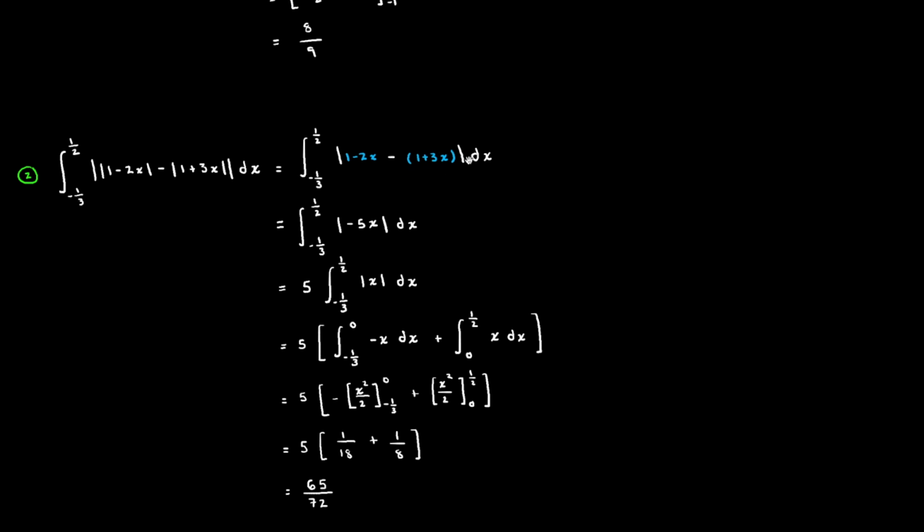Just make sure you put brackets around it because the minus sign has to distribute. And don't forget the absolute value on the outside. We simplify this and we get the absolute value of -5x. Now what we can do is just get rid of the minus sign, and we can pull the constant out, and we just have to solve. We're left with the following integral. It's 5 times the integral from -1/3 to a half of the absolute value of x dx.